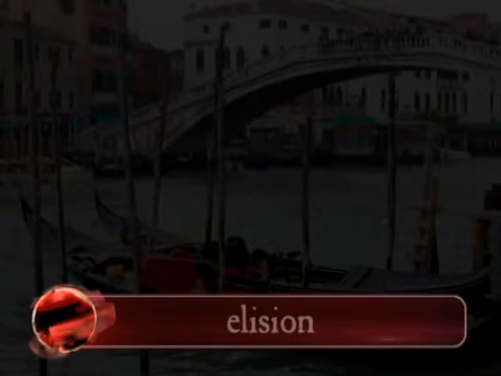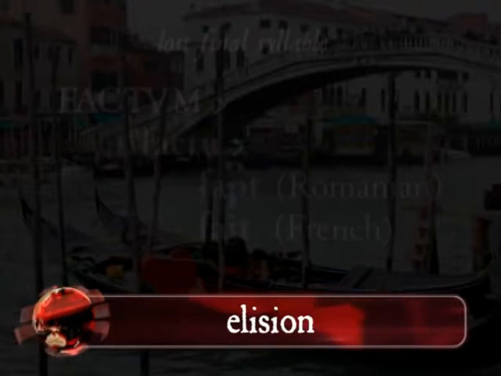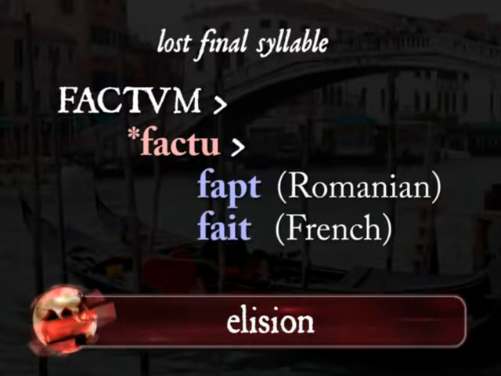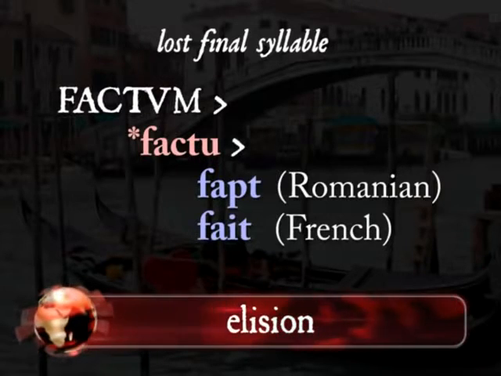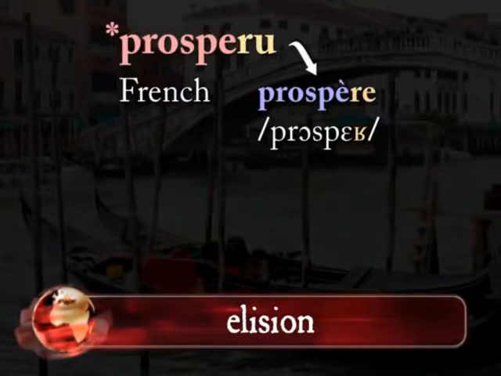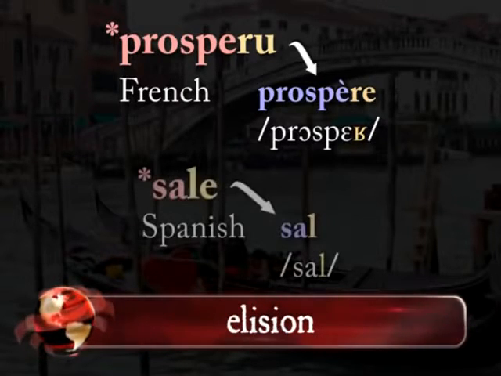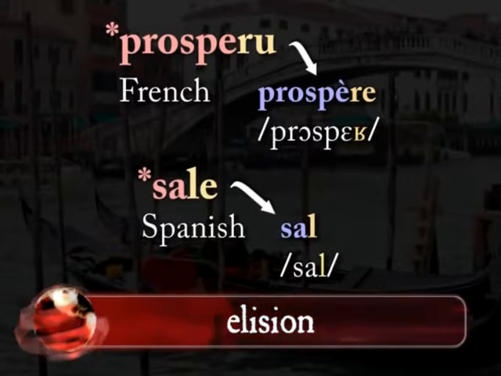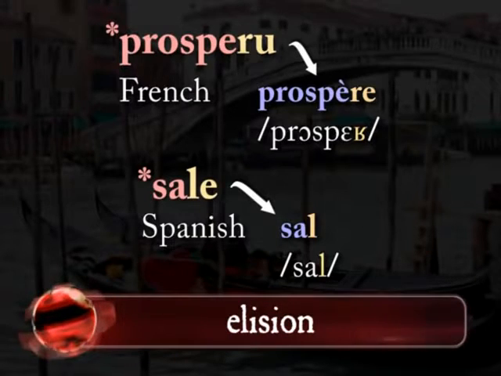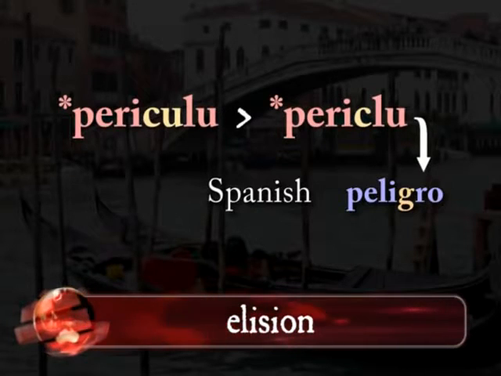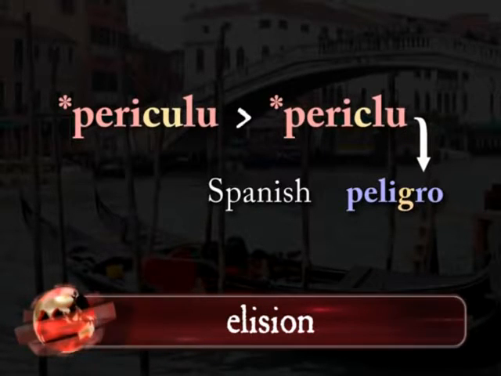Unstressed syllables were sometimes cut out. This happened at the end of words, particularly in Romanian, French, Occitan, Catalan, and Romansh. Prospero becomes French prosper, which lost its final syllable, and sale becomes Spanish sal without that final E. Sometimes the middle syllable was cut out. Pericolo was shortened to periclu, and later Spanish peligro.